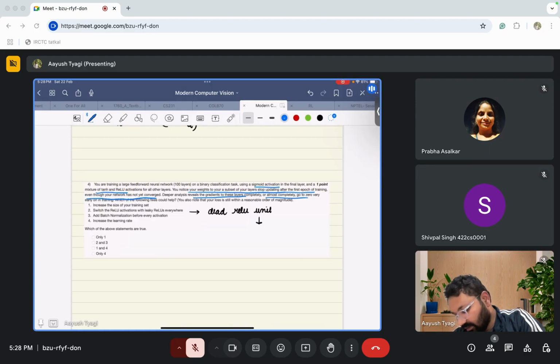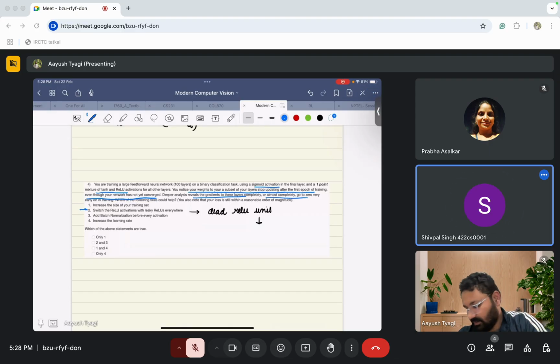So that is the case with the ReLU, right? If the initialization or the initial weights become negative, it makes a lot of neurons zero, which is called the dead neuron problem in ReLU. That's why people moved from ReLU to leaky ReLU. Leaky ReLU, yes.